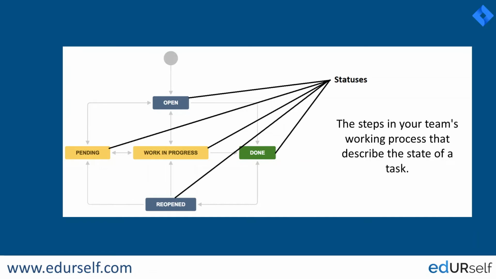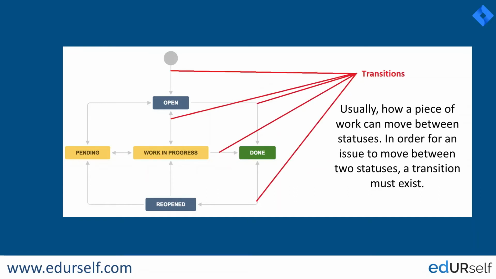Alright, now we understand what a status is in JIRA. In the same way, we have another terminology, which is a transition. When I look at this picture, we clearly understand there are 5 different statuses in this particular workflow. And what does a transition mean in JIRA? Usually it is how a piece of work can move between statuses. In order for an issue to move between 2 statuses, a transition must exist.